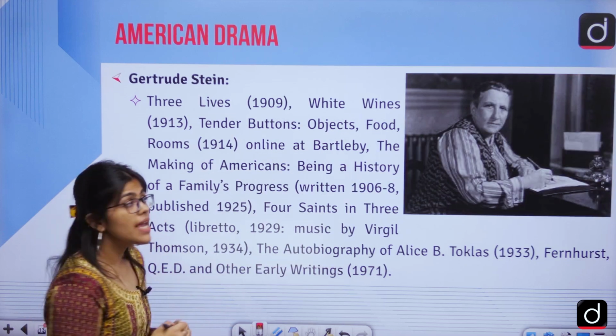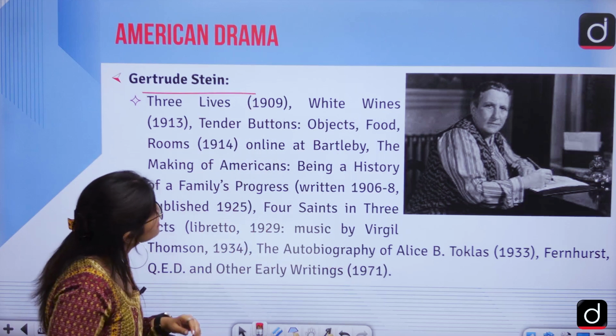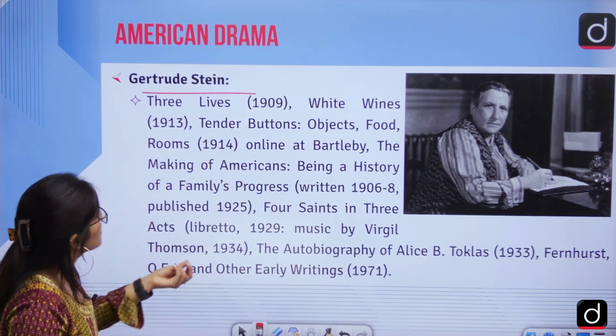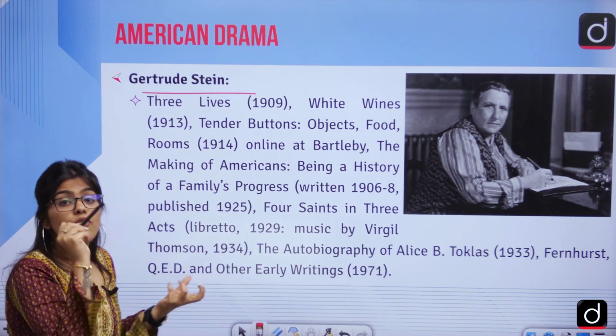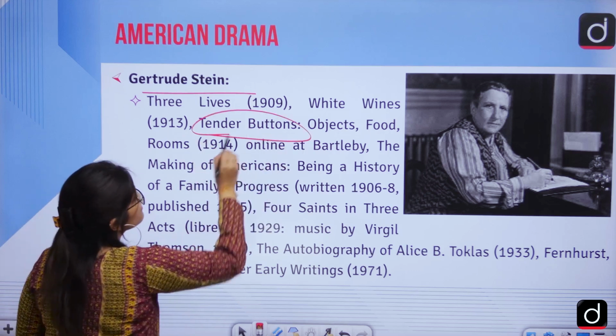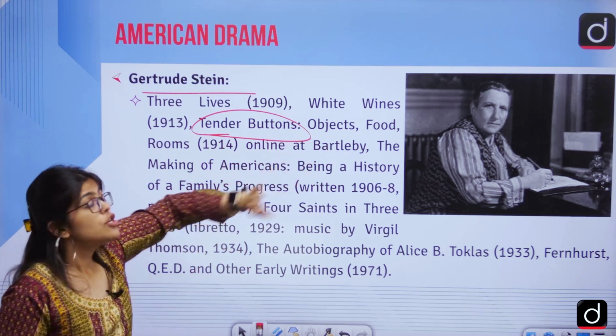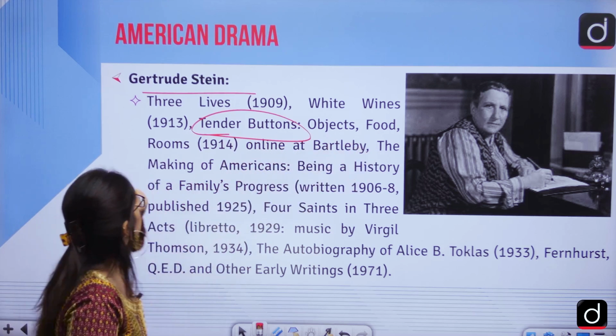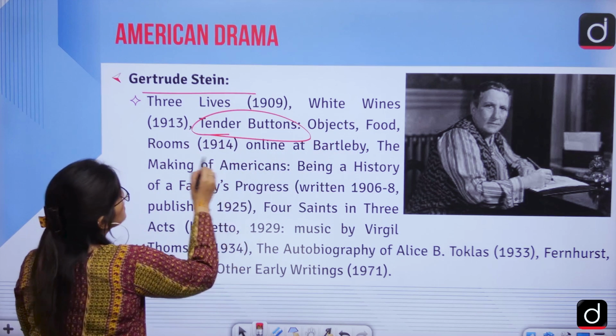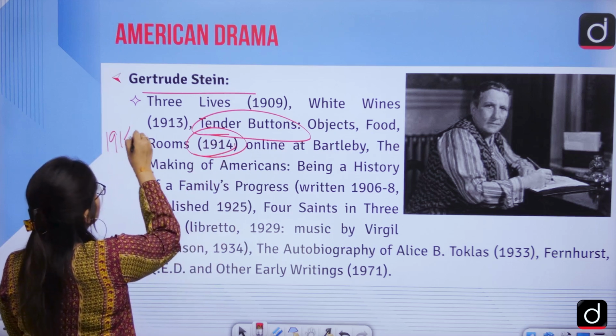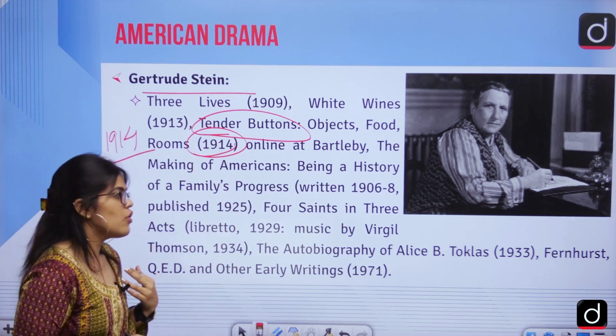Then we have Gertrude Stein, very, very important, Three Lives is written. Then there is White Wines, there is Tender Buttons. They have also asked even detailed questions from here, like what are the 3 sections under Tender Buttons. So you should know it is objects, it is food, and it is rooms. And when it was written: 1914. So you should learn all of these things.